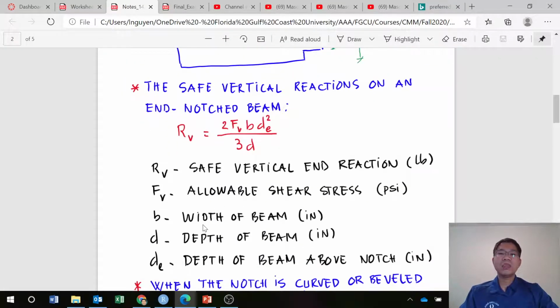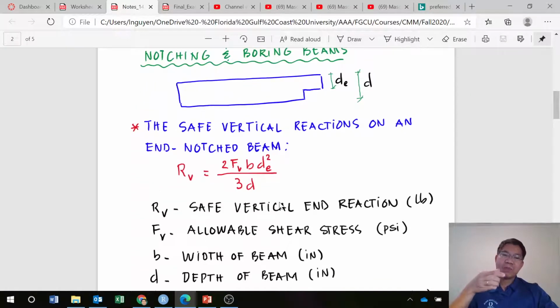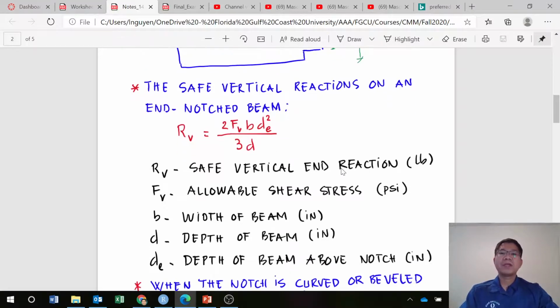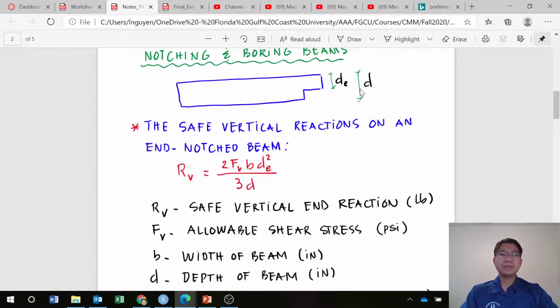B is the width of the beam. On the other side, if we have a cross section, the depth or height of the beam is D, and it should be measured with the actual depth.